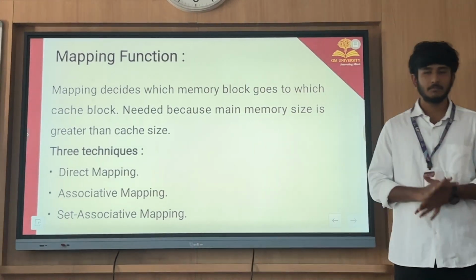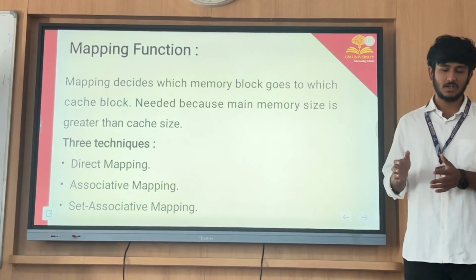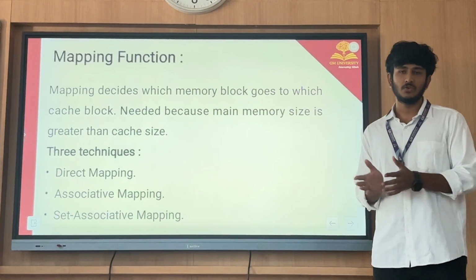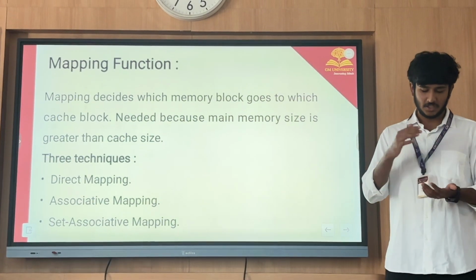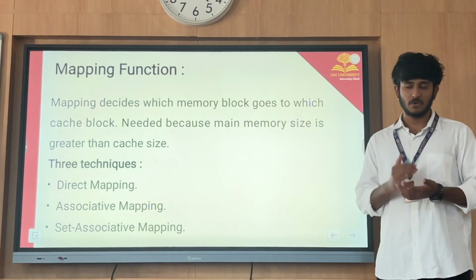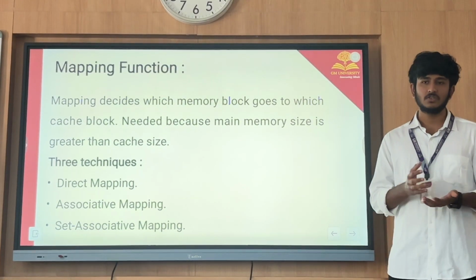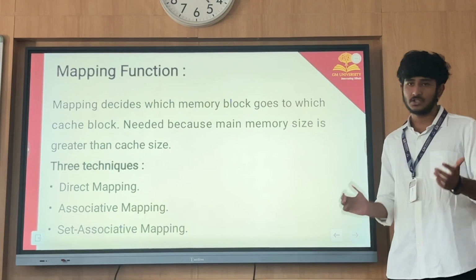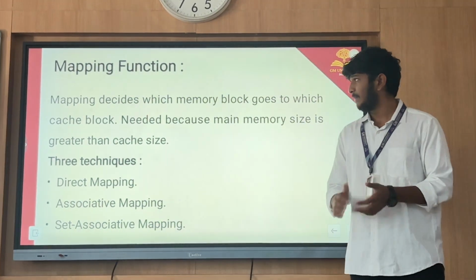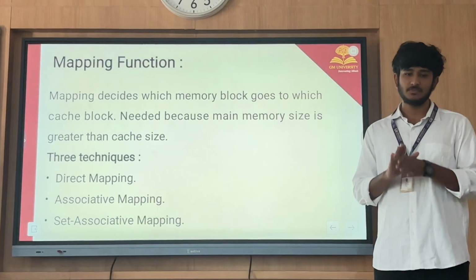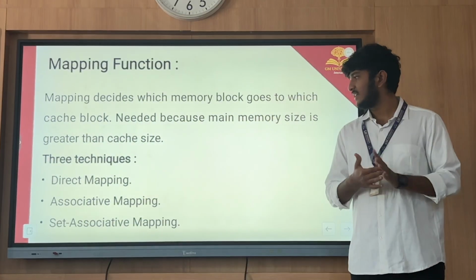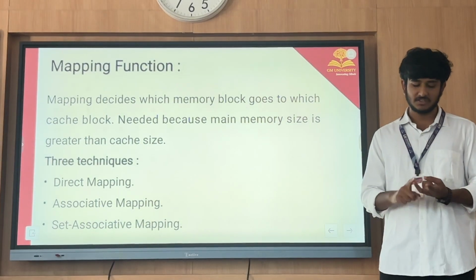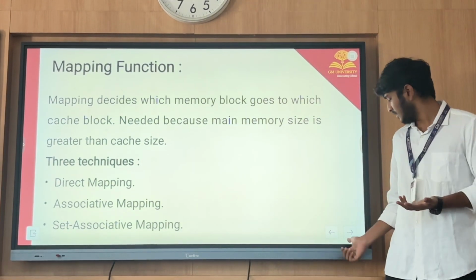Mapping function is nothing but how memory is stored from the block. It decides which memory block should go in the cache memory. In main memory, words are stored blockwise. Each word is stored in a block, and in the cache each block is stored in a line. The memory mapping function decides which block should go in which line. It has three techniques: direct mapping, associative mapping, and set associative mapping.